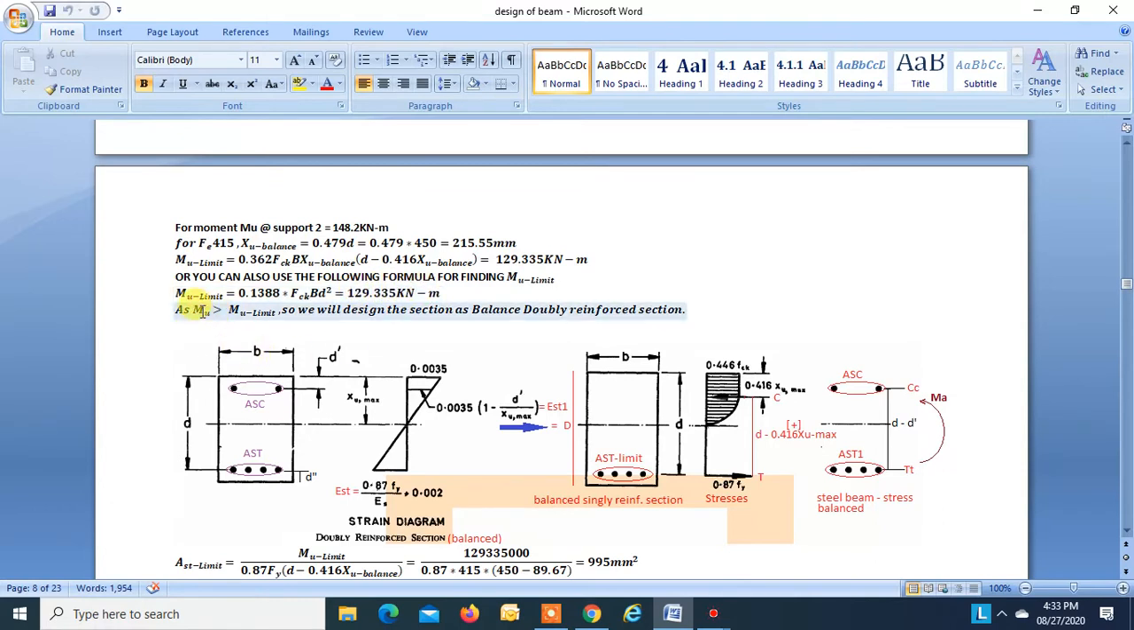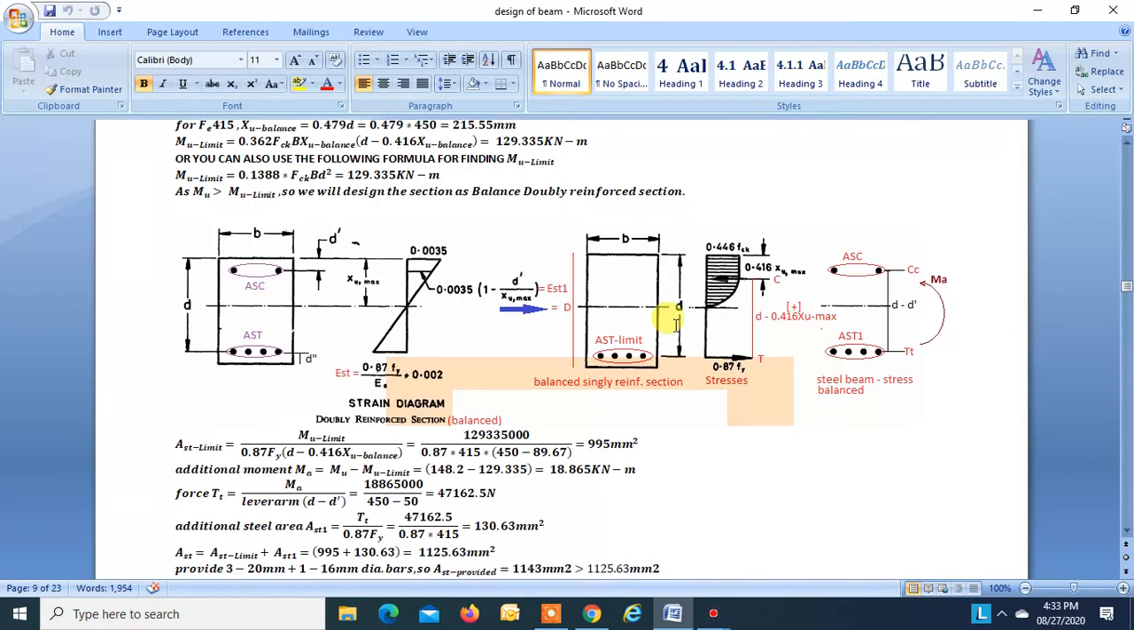Where is our MU? 148 is greater than MU limit. Okay, so we will design this as a doubly reinforced section, right? So let us first find the AST limit. AST limit corresponds to MU limit. The moment over here is MU limit.